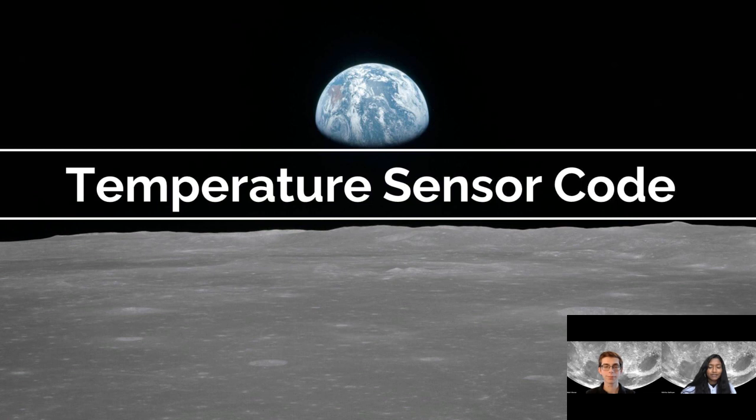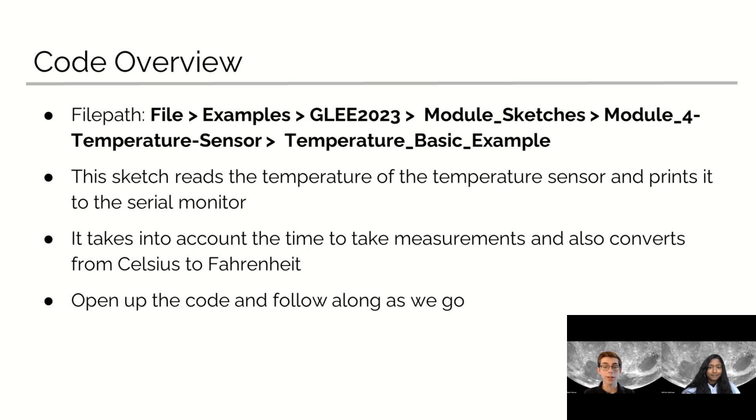And today we're going to be talking about the temperature sensor code. As an overview, we will be using the temperature basic example sketch, which you can find by going to File, Examples, Glee 2023, Module Sketches, Module 4 Temperature Sensor. What the sketch is doing is reading the temperature of the temperature sensor and then printing it out to our serial monitor. It also takes into account the time to take these measurements, and it also has the capability of converting from Celsius to Fahrenheit.